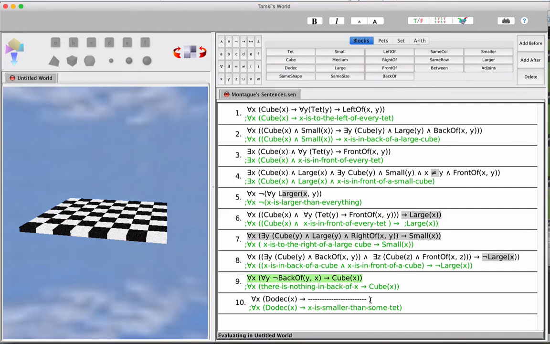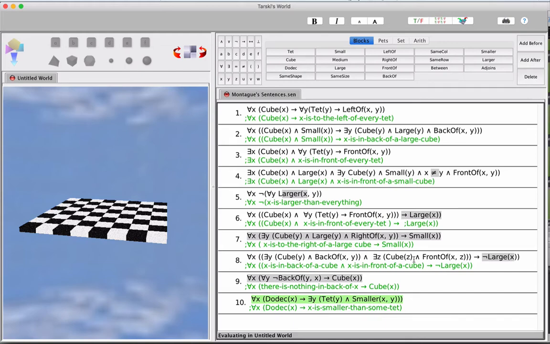The last sentence tells us that X is smaller than some tet. So there exists something, the thing is a tet, and X is smaller than it. And we want to make sure that we've got the scope of the whole. Okay, so here's the sentence now read back. All the dodecs, or every dodec, is smaller than some tet.